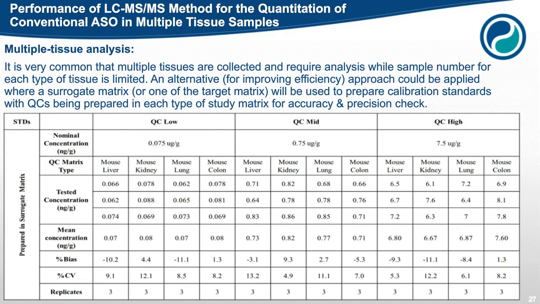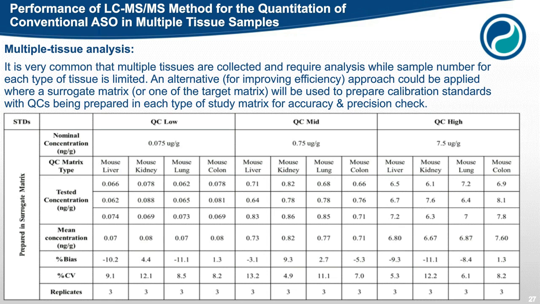It's very common that multiple tissues are collected and require analysis, while the sample number of each type is very limited. An alternative approach can be applied, where a surrogate matrix or one of the target matrices will be used to prepare the calibration standard, with QC being prepared in each type of study matrix for accuracy and precision check.